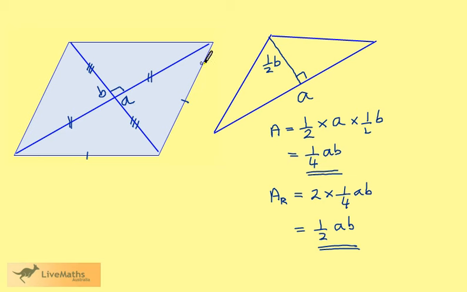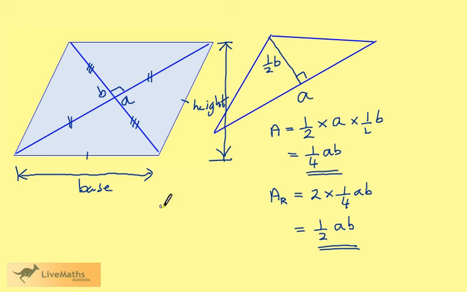So with the rhombus we have a choice of formulae. We could have the base and the height the way that we do with a parallelogram, in which case the formula for the area is just the base times the height. But also, if we know the lengths of the two diagonals, we can use this formula.